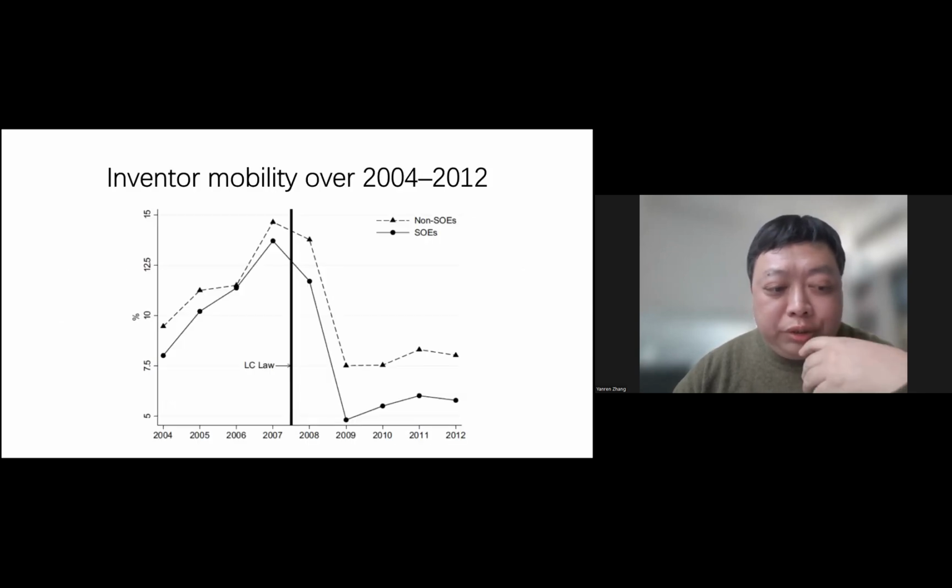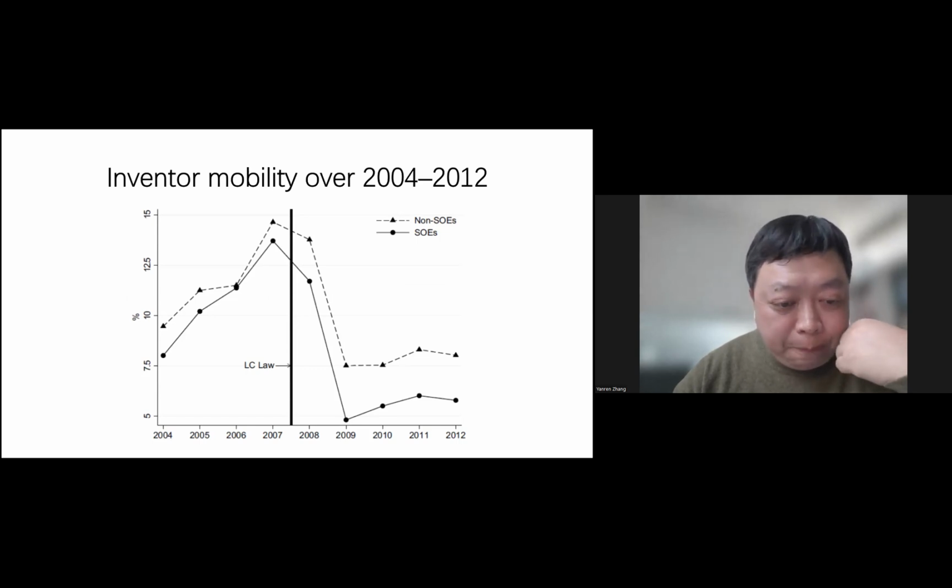This graph shows the change of inventor moving in state-owned enterprises and non-state-owned enterprises from 2004 to 2012. We can see that before 2008, the rate of inventor moving in all firms was going up. But after 2008, the rate in all firms went down. But the drop in SOEs was bigger. After 2009, this drop stops, but the difference in the rate stayed the same.